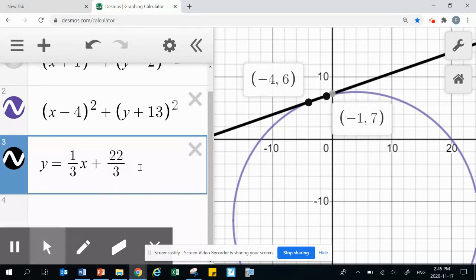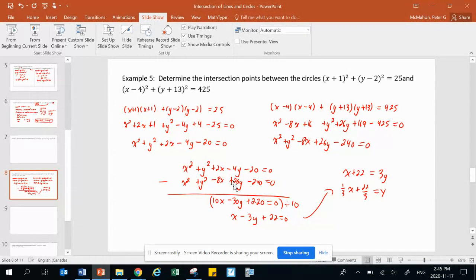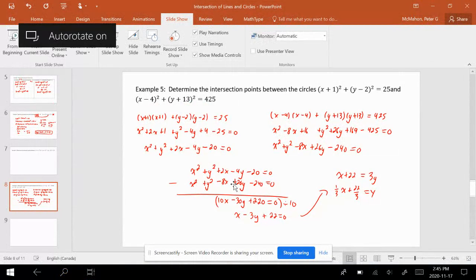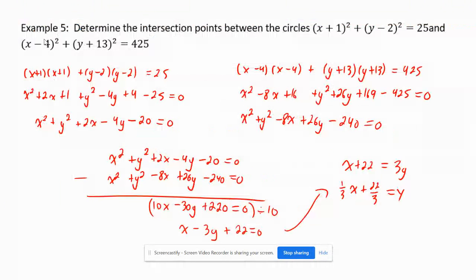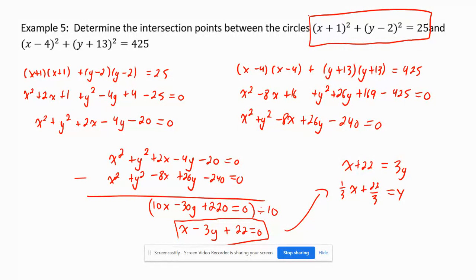So what we're going to do next is solve a system with the line and one of these circles now. It doesn't matter which circle I use over here, guys. The other thing I'm going to do is use this equation over here, and this equation over here. So I'm going to want to solve these. So this line and this circle, I want to determine the intersection point here.